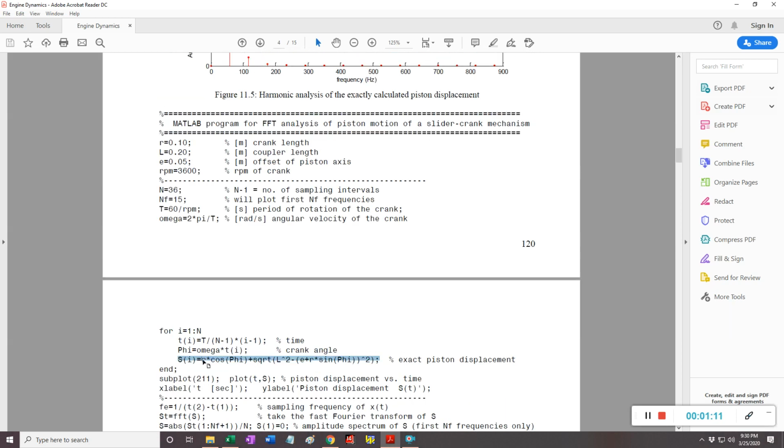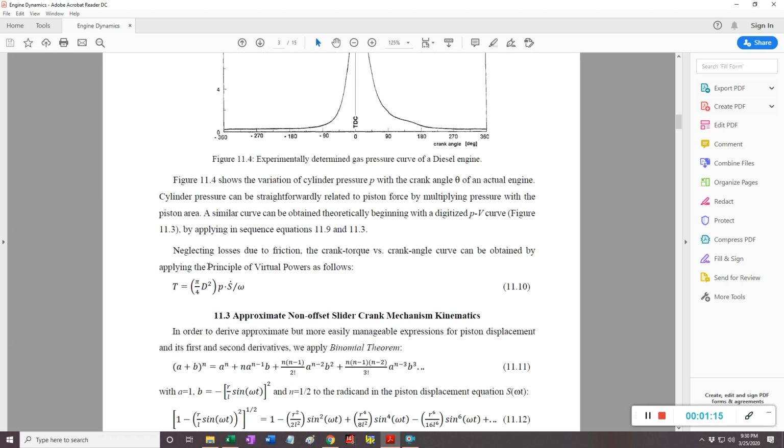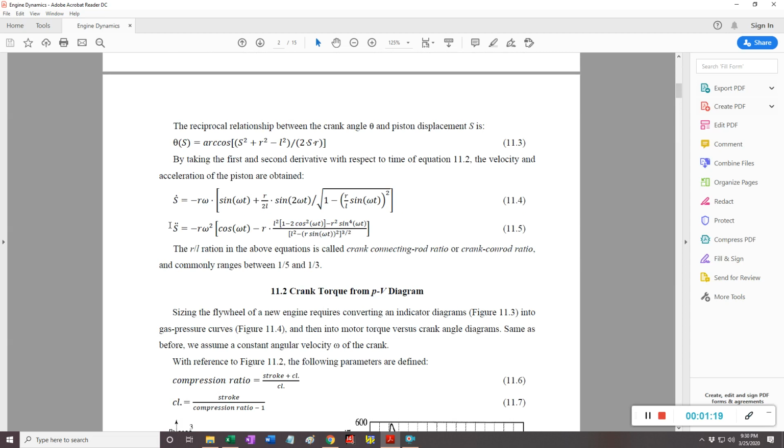There's also a MATLAB code that does FFT of the piston displacement. I ask you to do FFT of the piston acceleration, so you'd need to replace the equation for S in the MATLAB code with the equation for acceleration.